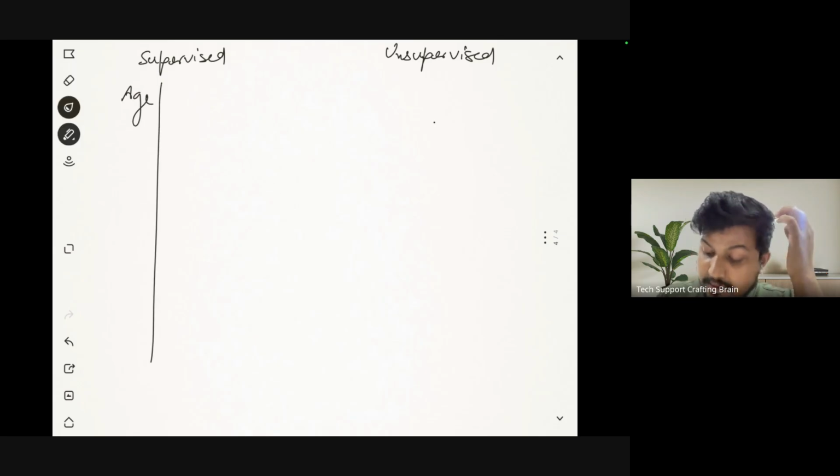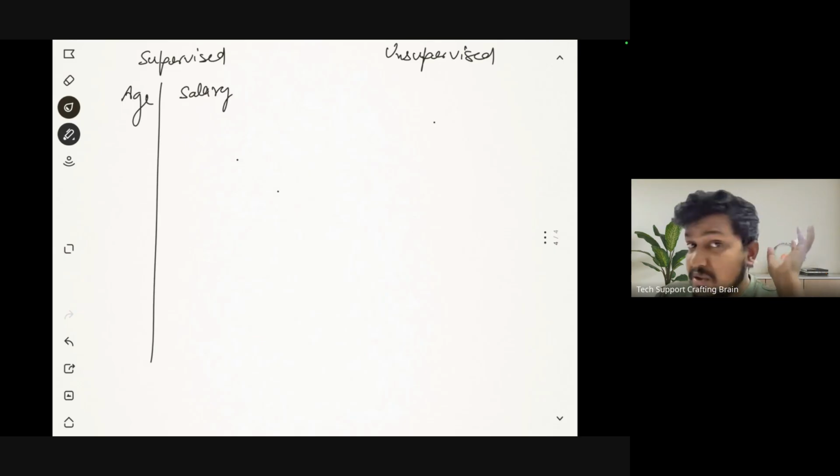Okay, and this is the salary of the person. Using the age, we have to predict the salary of the person. So age is our X data. We are calling age our X data, an input data, an independent data. Why we are calling all this, I will tell you right now. Using age, we have to predict the salary of a person.